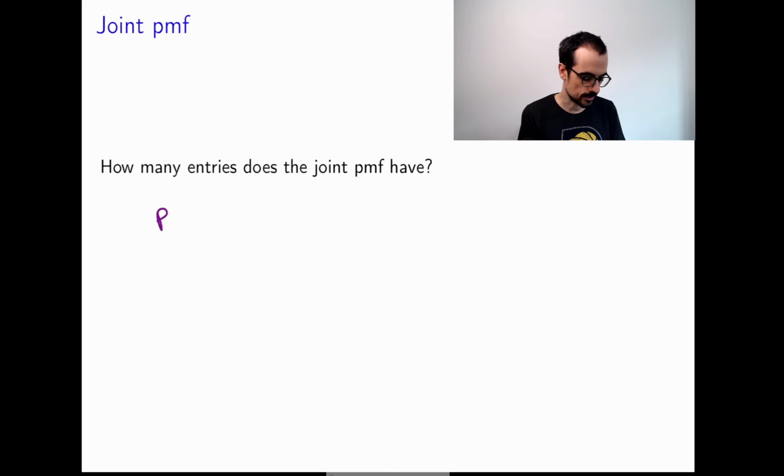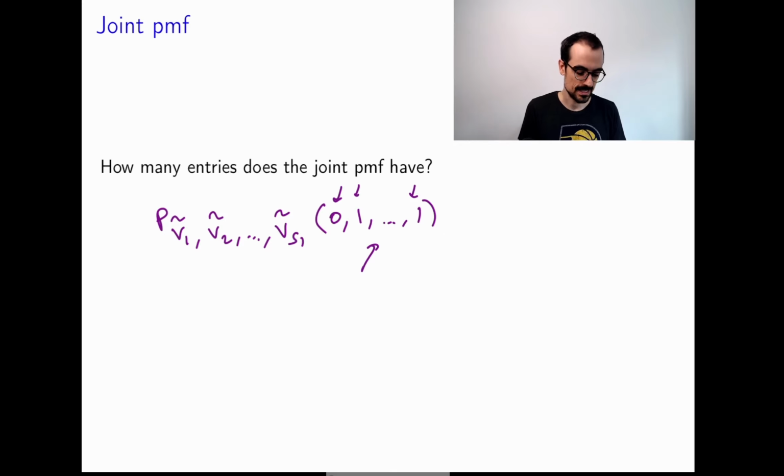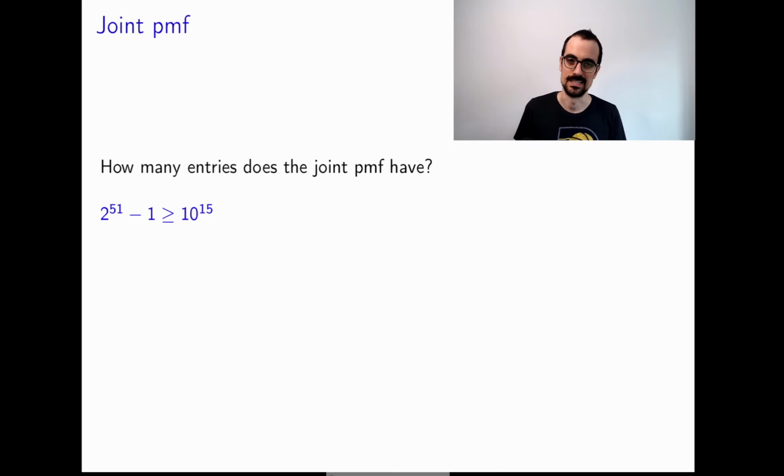So this is the joint PMF of V1, V2, up to V51. And each entry, like for example, the entry 0, because candidate A does not win the first state, 1, they win the second state, up to maybe they win the last one. Okay, the entries look like that. How many possible entries are there? Well, we can put a 0 or a 1 in each of these slots, and there's 51 of those slots. So there's 2 to the 51 entries in the joint PMF. That's more than 10 to the 15.